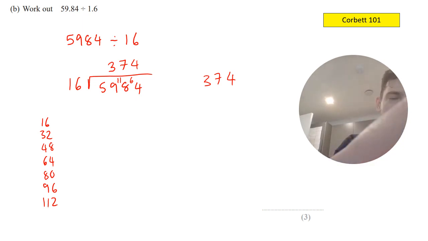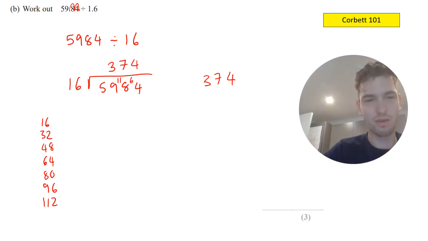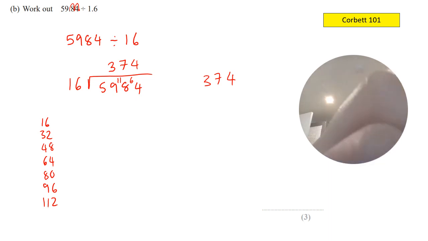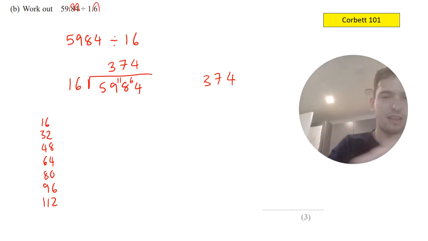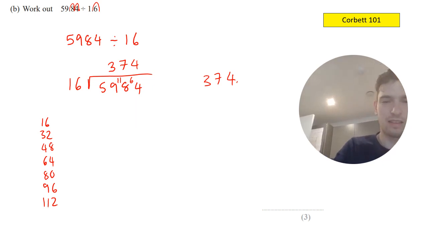Well, I have gone back 2 decimal places here, so my answer needs to be 100 times smaller, but then I've divided by a number which is 10 times smaller. So actually I only need to go back one decimal place and I get 37.4.